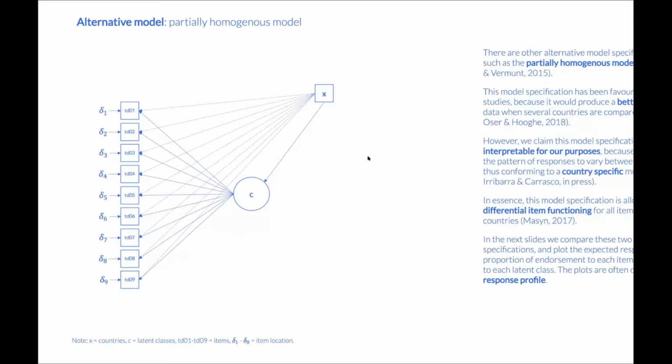There is a second approach to model responses between countries, and it's what is called the partially homogeneous model. In this one, you allow that the country not only has an effect on the rate of the latent class, but that it has an effect on each of the indicators. What we argue with one of my colleagues, Torres Ibarra, is that this approach, instead of being called the partially homogeneous model, should be called the country-specific model, because what it's going to give you is a model that is really specific to the country.